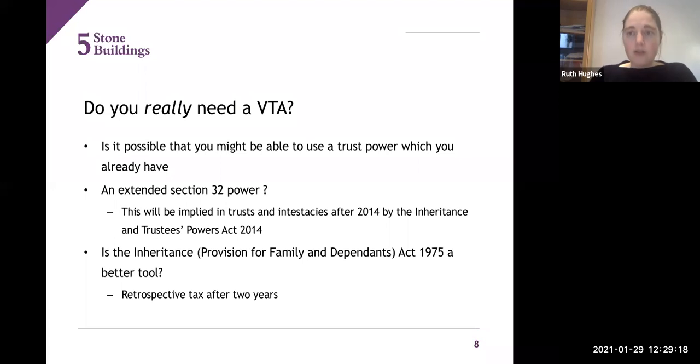Provided your trustees feel comfortable to do that without a blessing from the court, then it's going to be much more sensible to use that power than undertake a variation. It's also possible that you might be able to change the terms of your trust using an application under the Inheritance Provision for Family Independence Act 1975, and that might be particularly useful if you might want to have retrospective tax relief more than 2 years after death under section 146 of the Inheritance Tax Act 1984. So those are some circumstances where you might want to use something else and not a Variation of Trusts Act application.